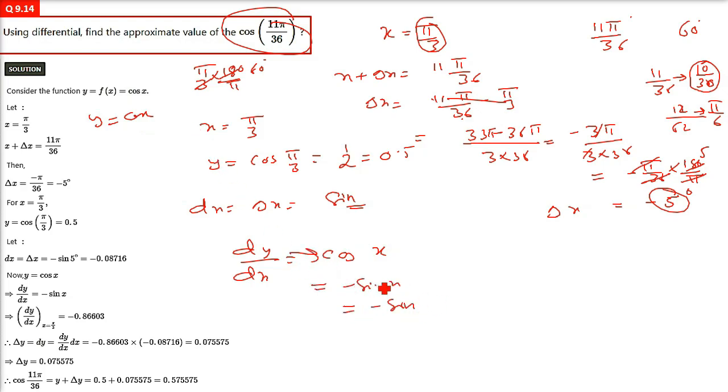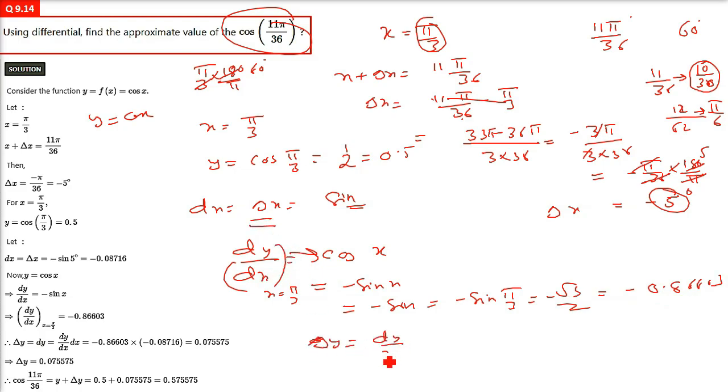So minus sine x, so dy by dx at x equals pi by 3 is minus sine pi by 3. And minus sine pi by 3 is what? It's root 3 by 2. So it will be minus 0.86603. Now dy by dx is known. In order to find out delta y, it has to be dy by dx into delta x. dy by dx is known to us. Now we need the delta x value.